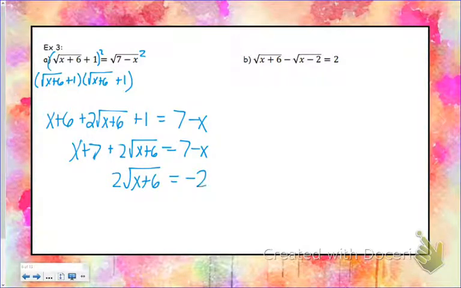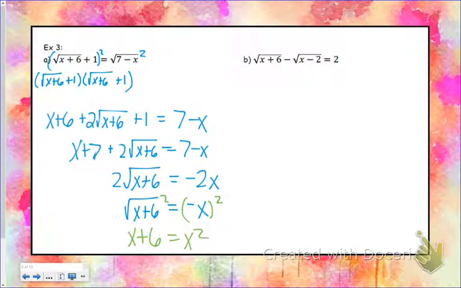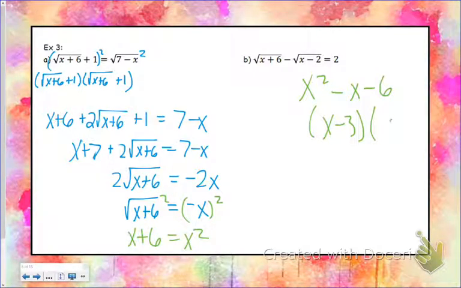So now I have negative 2x. Divide both sides by 2. Square both sides. And remember, I'm squaring this whole thing. And when you square a negative, it just becomes positive. What I'm left with is quadratic, so I'm going to write it up here so you guys can see it a little bit better. So this is now x squared minus x minus 6. We can factor. And again, I get two possible answers, 3 and negative 2. So to test those, take that answer, plug it back into the original equation, and see if it works out.